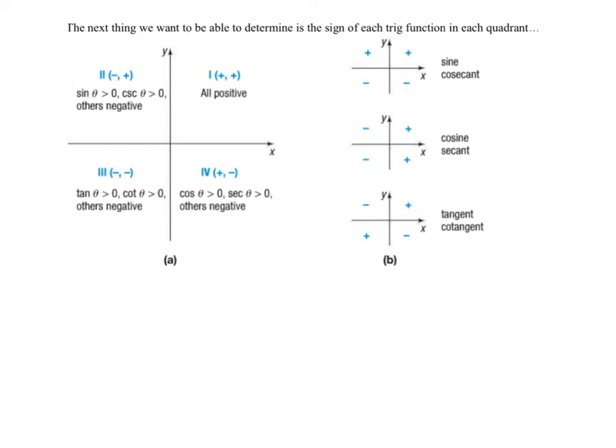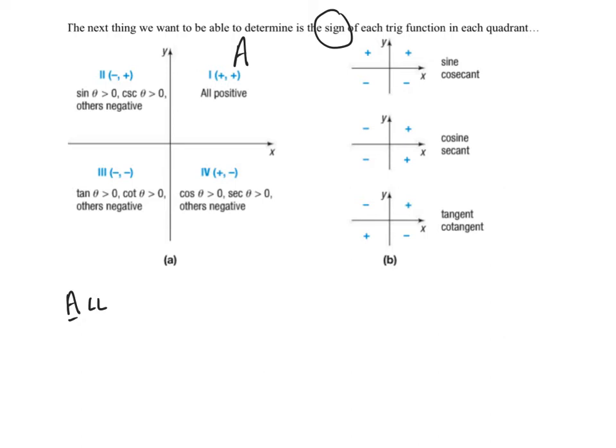Okay, on this slide, we want to talk about how we figure out what the sign, S-I-G-N, of each of the six trig functions is in each quadrant. So there's a nice little acronym that we can use to help us remember this. In quadrant 1, all six of the trig functions are going to be positive. So we use an A, and that A stands for all.